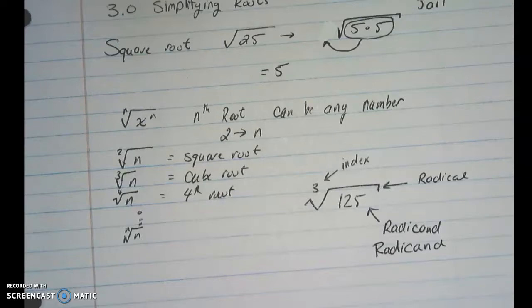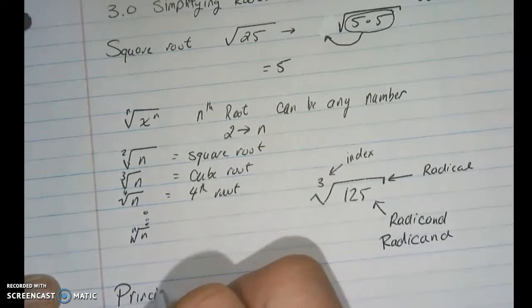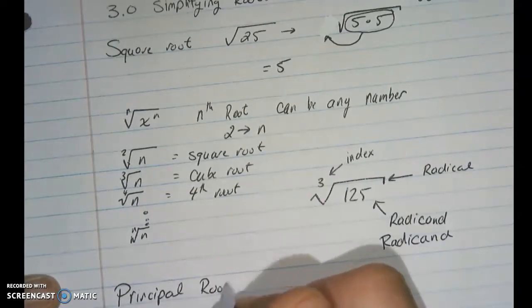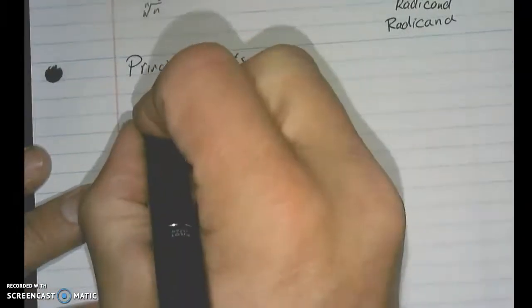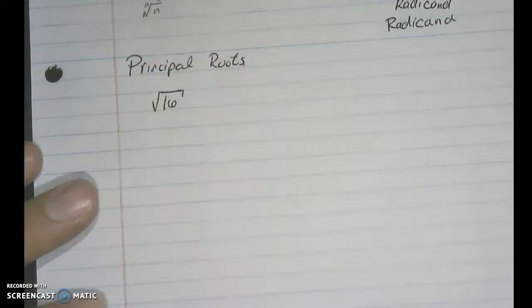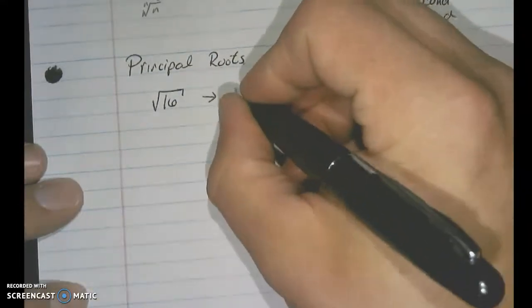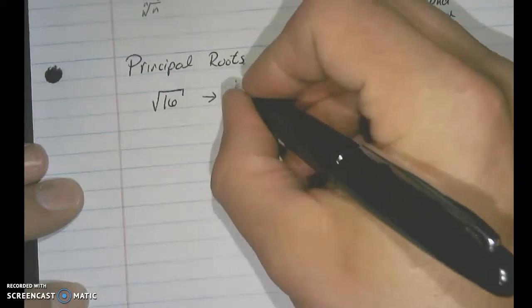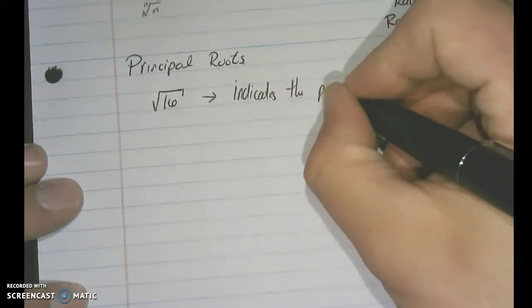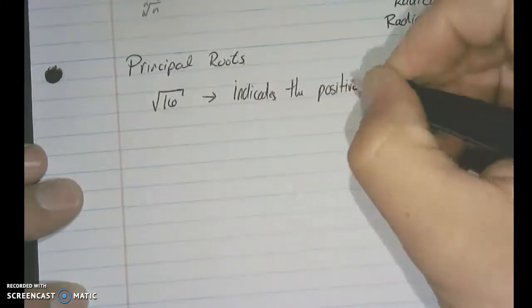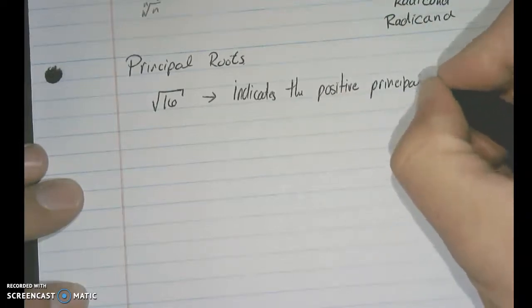So, oh yeah, I gotta talk about principal roots. All right, so we got principal roots. If we just have like this guy right here, there's no sign out in front. This indicates the positive principal square root.